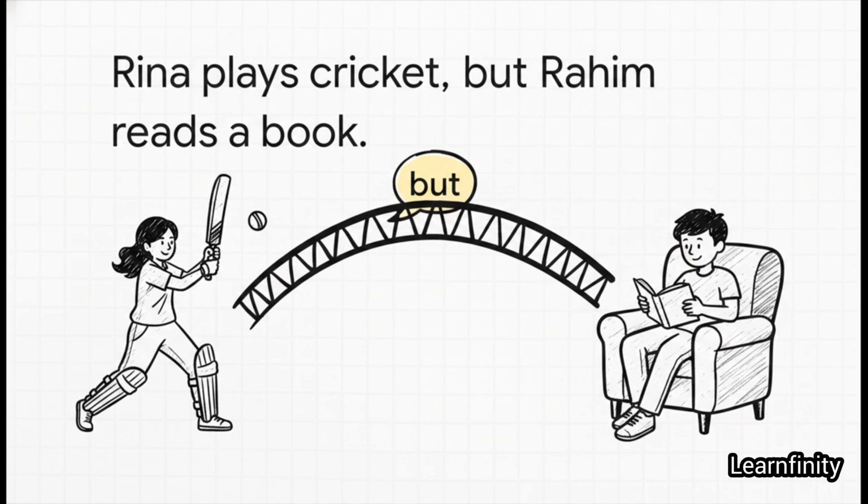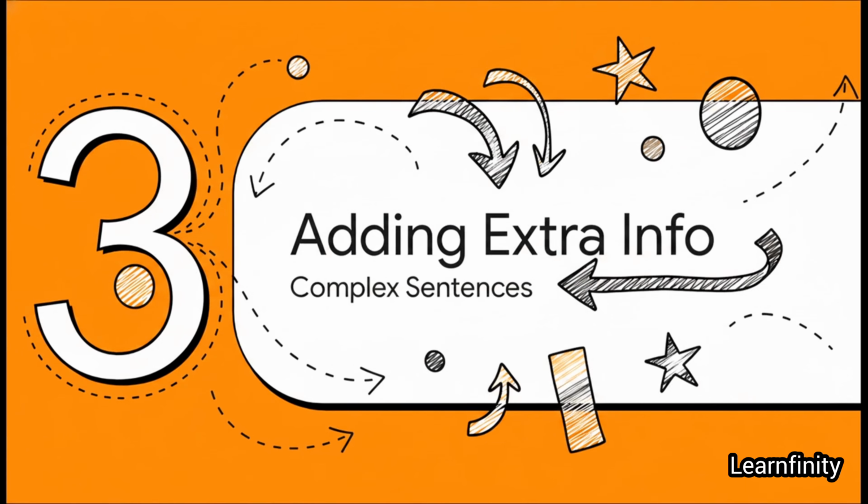And here it is, our final compound sentence. Rina plays cricket, but Rahim reads a book. See how that works? We've successfully connected two complete thoughts, and we used but to show the contrast between what they're both doing. Great work so far.